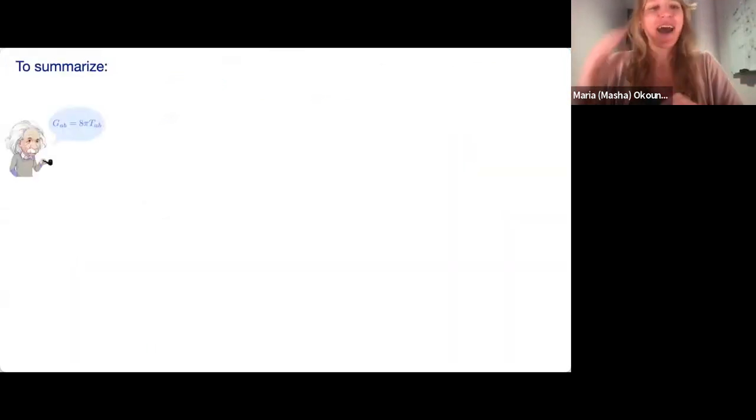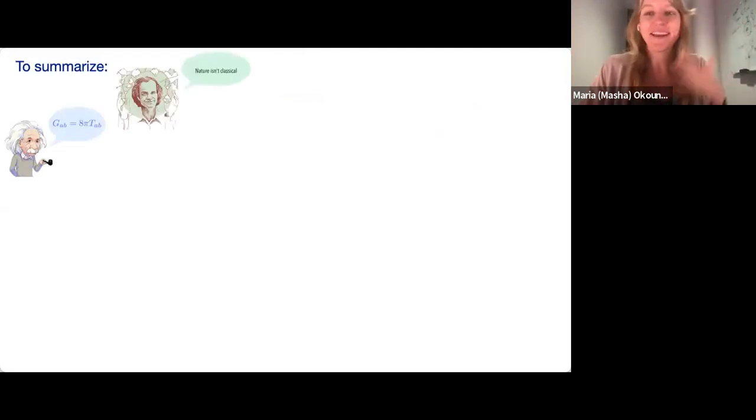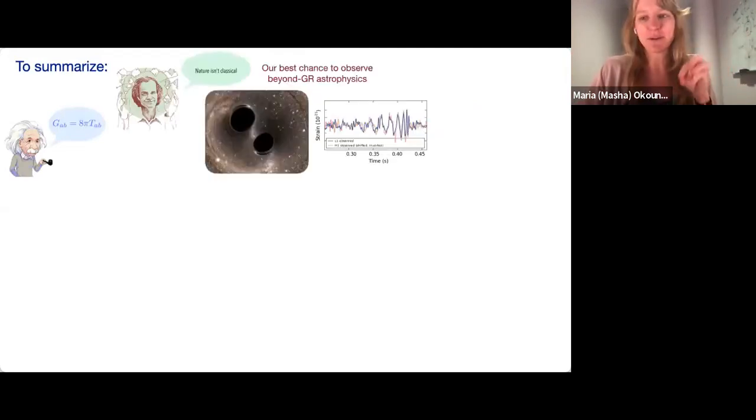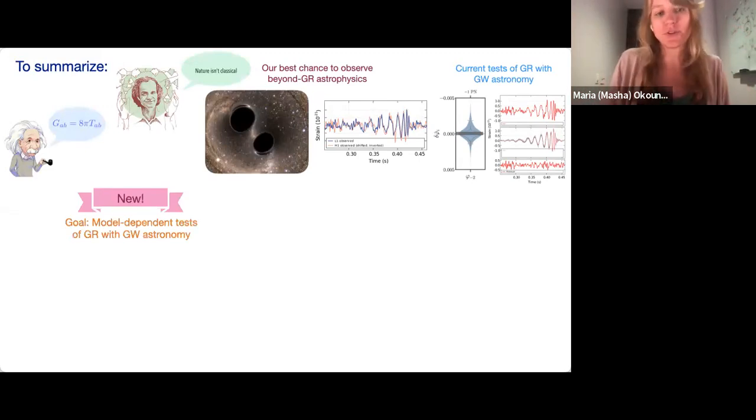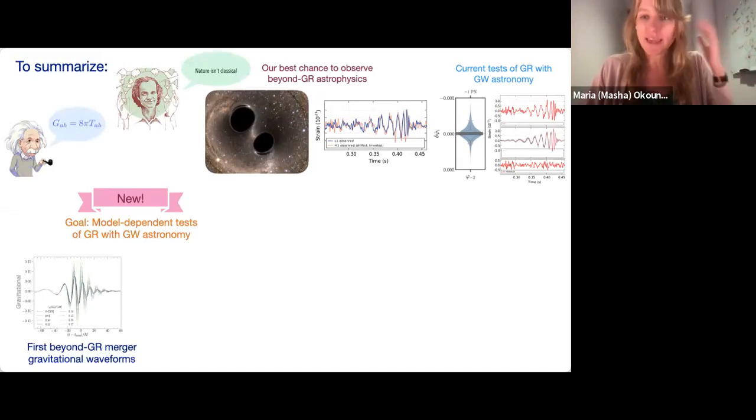So to summarize, general relativity is a beautiful classical theory of gravity. Nature isn't classical. Binary black holes and neutron star mergers are our best chance to observe beyond GR astrophysics. Presently, null and parameterized tests are being performed with gravitational wave observations, but the new thing that we want to do is perform model-dependent tests of GR with gravitational wave astronomy, picking specific theories, simulating binary black hole mergers in these theories, and then comparing them to detector data.